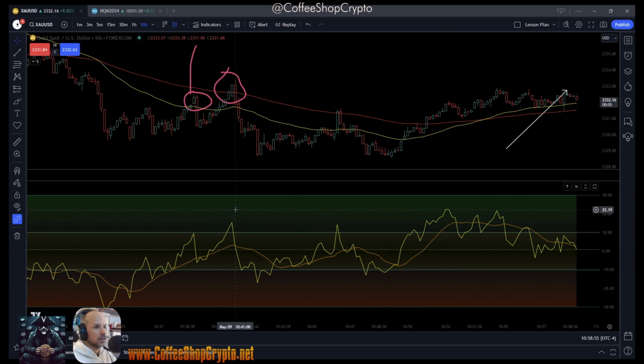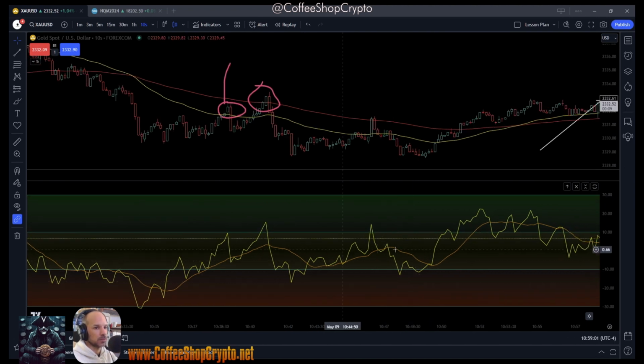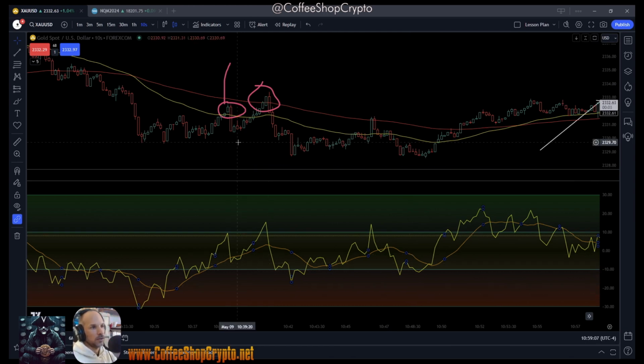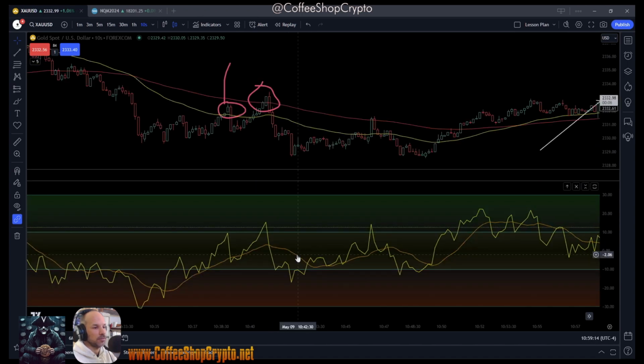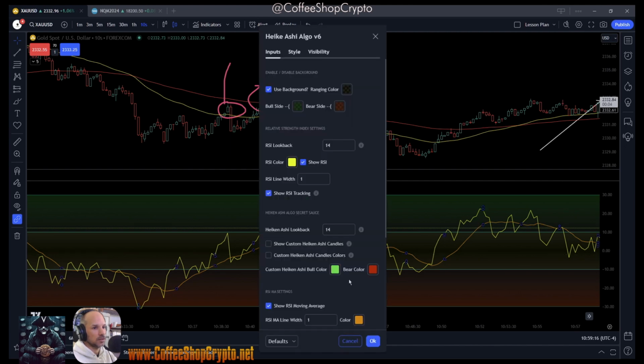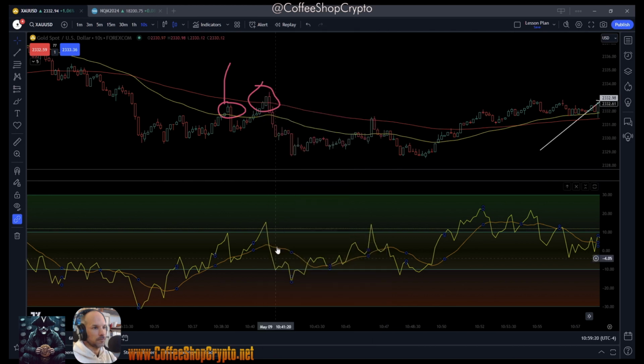You could take multiples of the algo, layer them over each other, or put a regular RSI moving average on here, and set more than one moving average on it if you want. Put a 14, put a 50. Now, the reason I'm using a 20 and a 50 here is only because I was using a 50 here, which means the other comparison I would use is a 20 if I ever wanted to do that.